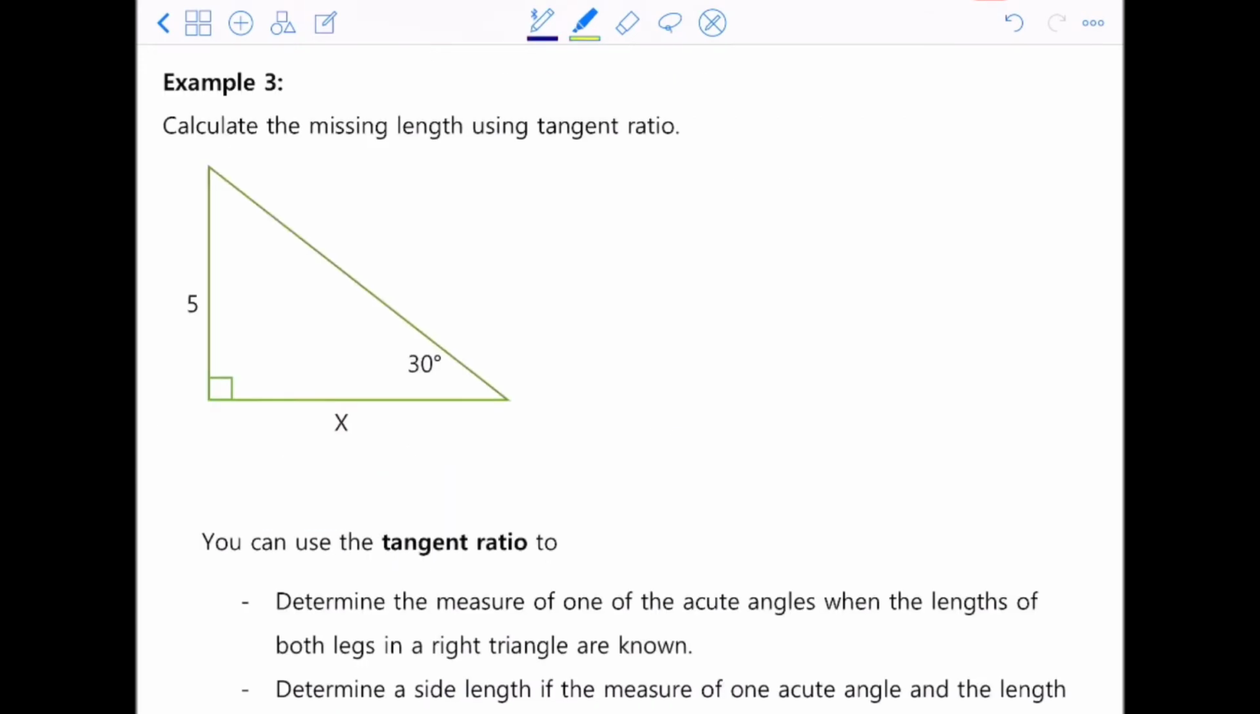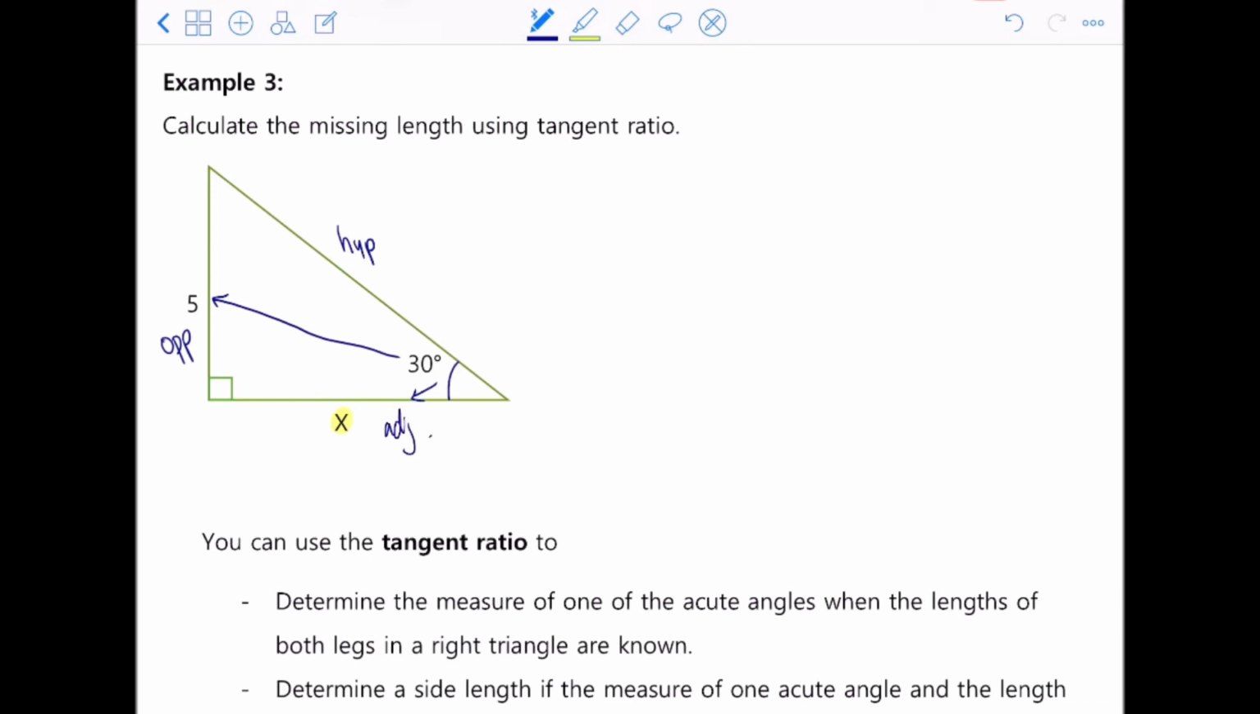Example 3. Calculate the missing length using tangent ratio. So we're looking for this side, x. We don't have the value for that, but we have the angle, 30 degrees, and we have the value of that one side, which is the opposite side. The longest side of the right triangle is hypotenuse, and the side that touches the angle here is called adjacent. So notice that we are looking for the length of the adjacent side.